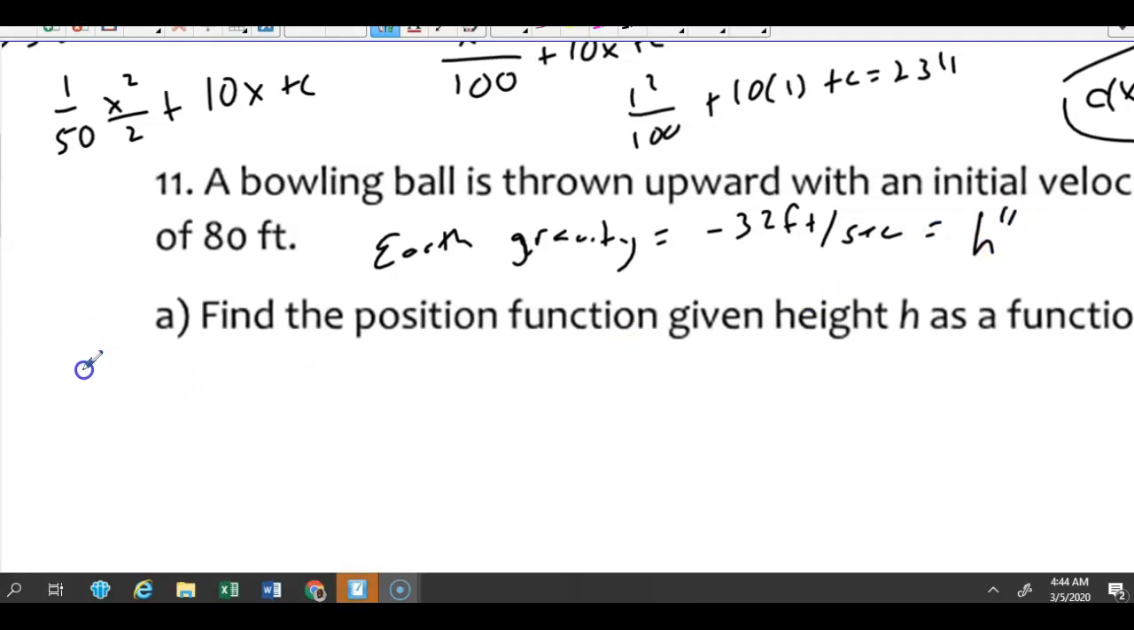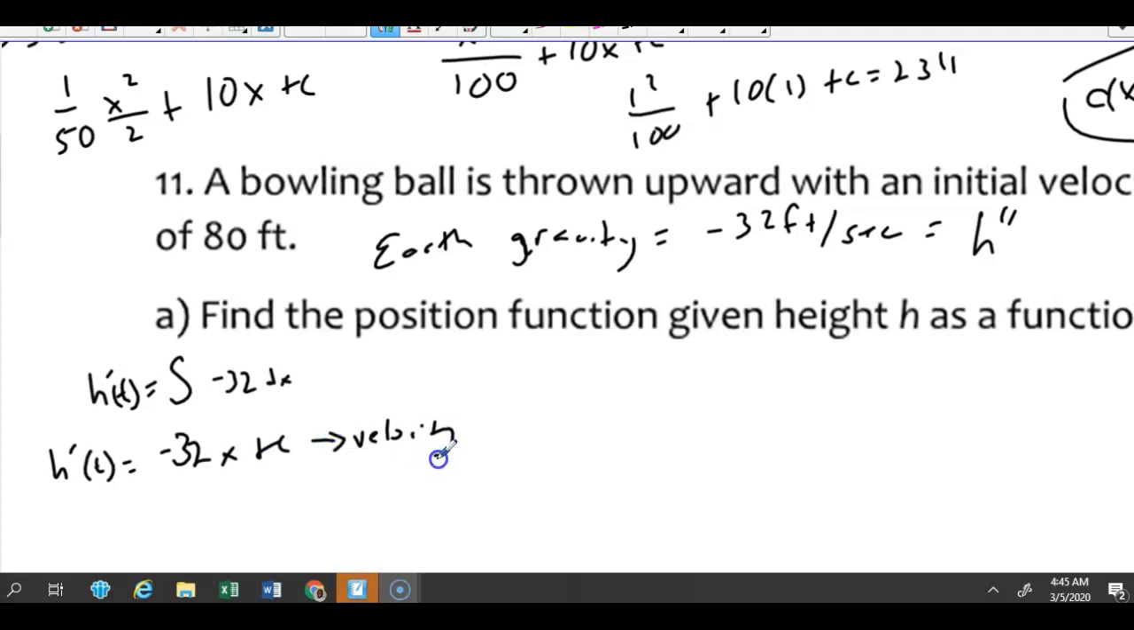So let's find a position function given that the height h is a function of time t. So of course we start with the second derivative. We're going to integrate that to find the first derivative. So we integrate negative 32 dx, and when we do that, that's going to give us negative 32x plus c. So this is the first derivative, which is our velocity. And they told us what that was, right? The initial velocity was 64 feet per second. So c is 64. That's our velocity equation right there.